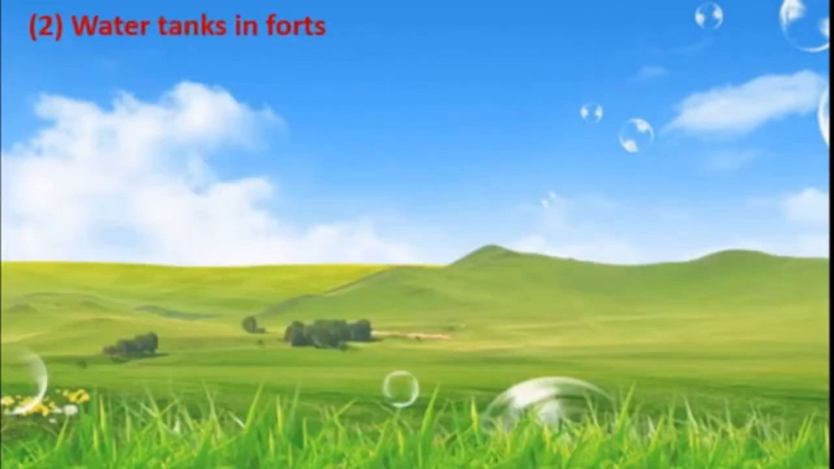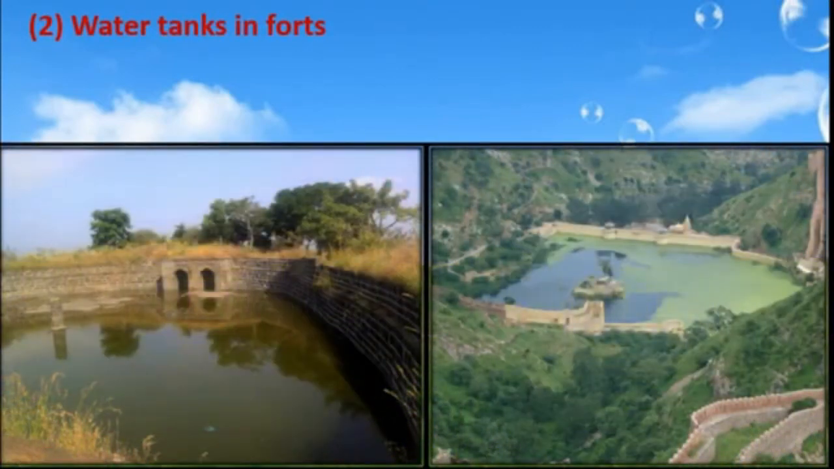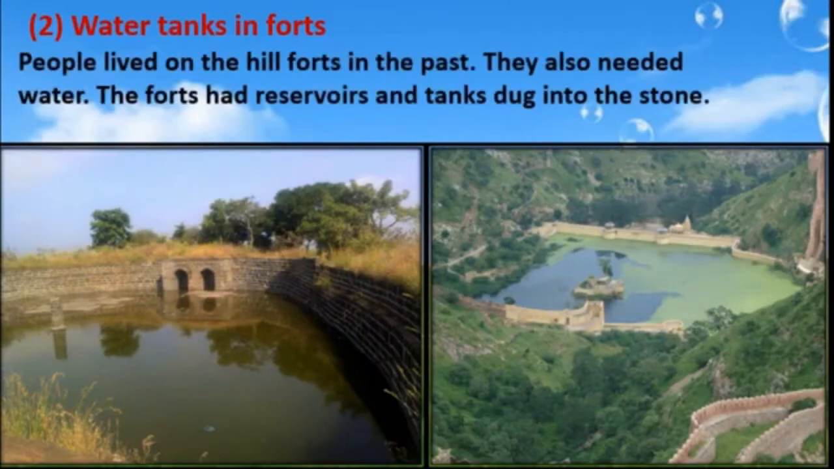Second one is water tanks in forts. Okay, see the picture. These are the water tanks on the forts. People lived on the hill forts in the past. They also needed water. The forts had reservoirs and tanks dug into the stone. The first picture is of Shivaneri Fort and the second is of Jaigarh Fort. See how they stored the water.